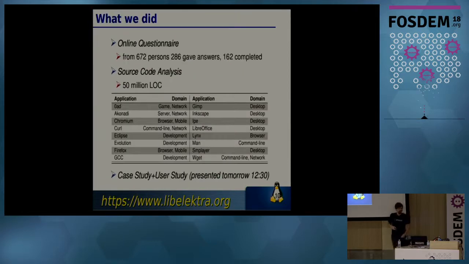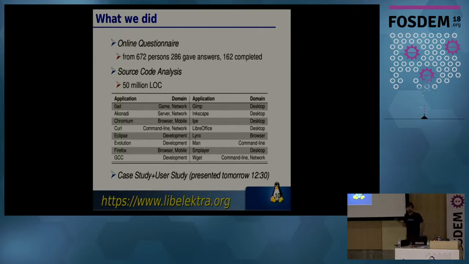Okay, so what did we do to find out what the problem is? We used several methods. The first one: we made a large-scale questionnaire where 672 persons visited the questionnaire and 286 gave answers. Is someone here who visited this questionnaire? Okay, yes, only one. Thank you a lot for visiting it and participating.